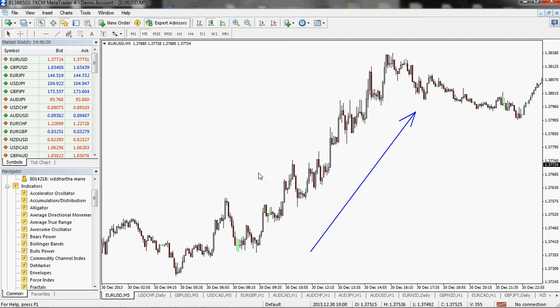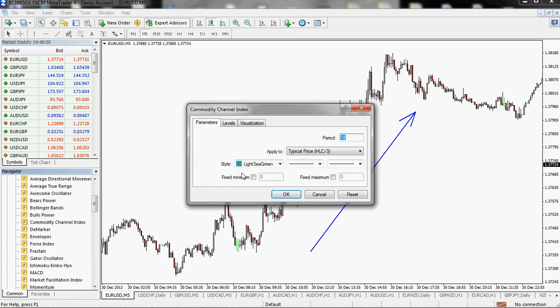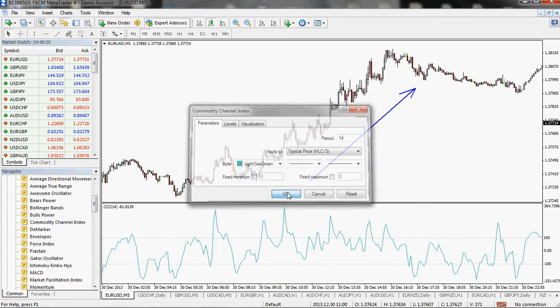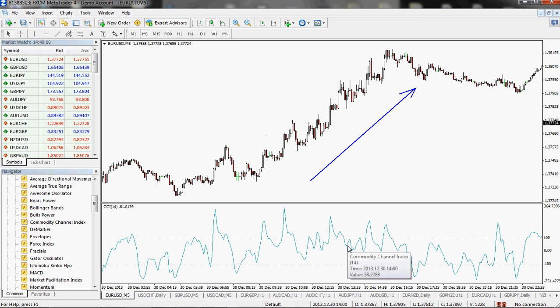One of those indicators is CCI, the Commodity Channel Index. You can use the default period and put that indicator on this chart. CCI consists of two levels, minus 100 and plus 100. It is a general rule that when the indicator goes below minus 100, that indicates an oversold region, and when it goes above plus 100, that indicates an overbought region.